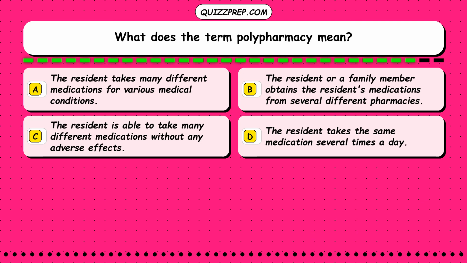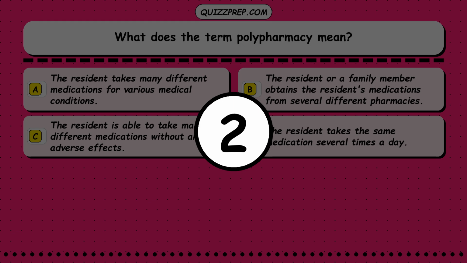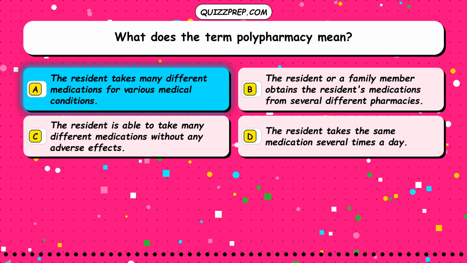Question 213. What does the term polypharmacy mean? Option A, the resident takes many different medications for various medical conditions. Option B, the resident or a family member obtains the resident's medications from several different pharmacies. Option C, the resident is able to take many different medications without any adverse effects. Option D, the resident takes the same medication several times a day. The correct answer is option A, the resident takes many different medications for various medical conditions.